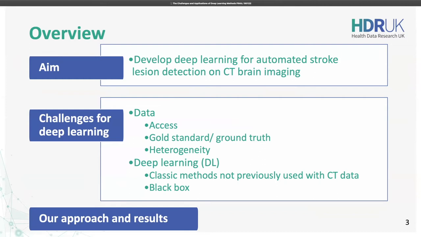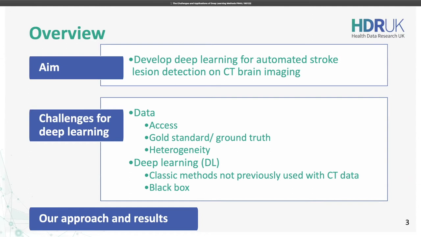So there are some challenges when we do this with medical imaging. The first is that data access is not universal. Medical imaging is quite correctly highly restricted for patient confidentiality reasons. And because individual hospitals and health trusts manage their own data, you tend to have these silos of imaging data.